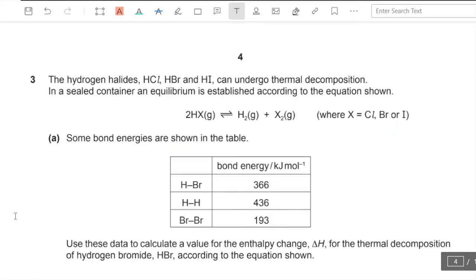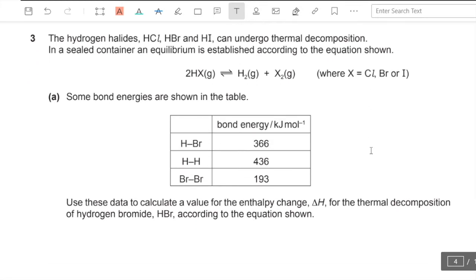3. The hydrogen halides, hydrogen chloride, hydrogen bromide, and hydrogen iodide can undergo thermal decomposition. In a sealed container, an equilibrium is established according to the equation shown, where X can be any of the halogens, chlorine, bromine, or iodine. A. Some bond energies are shown in the table.